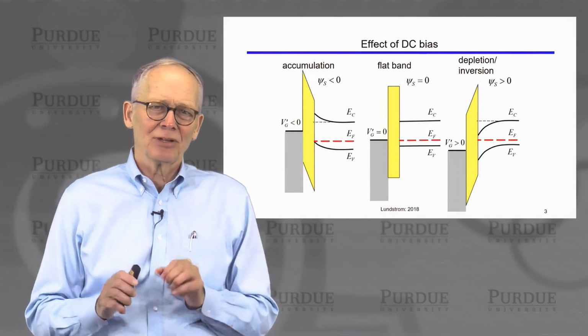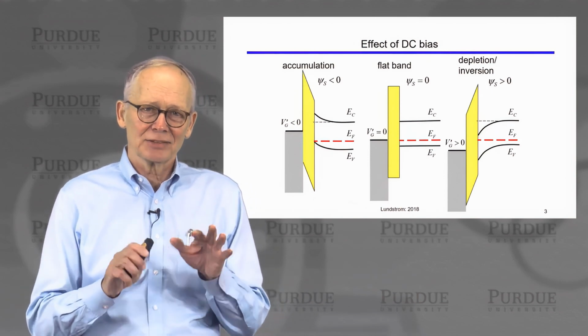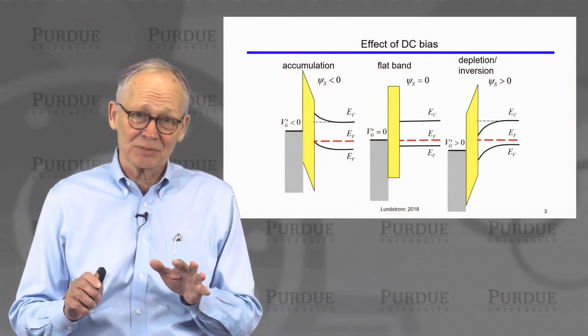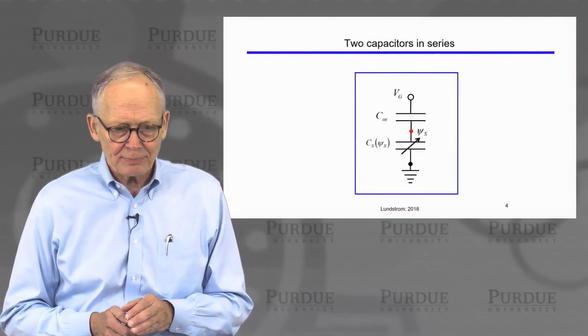So remember, I'm doing all of my discussion with a P-type semiconductor. You should think about this. What does accumulation, depletion, inversion look like on an N-type semiconductor? Right? All of the voltages are opposite.